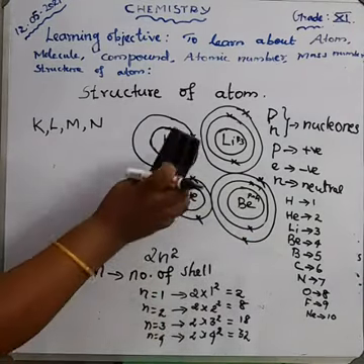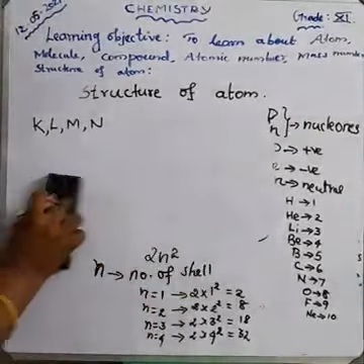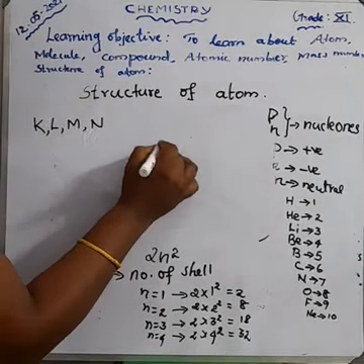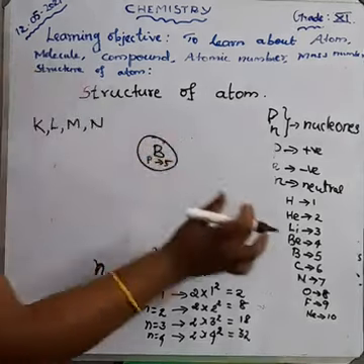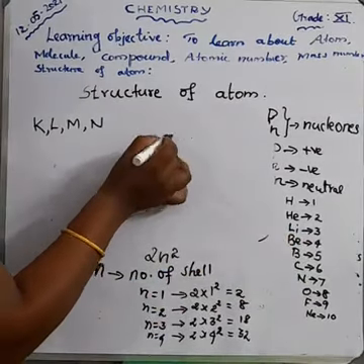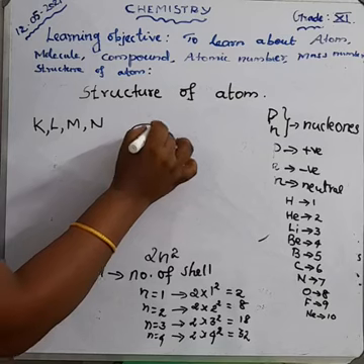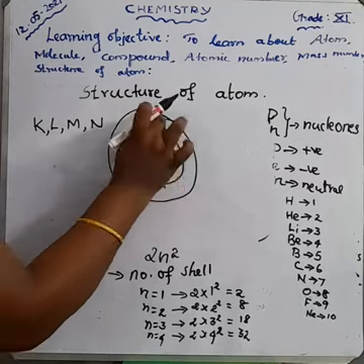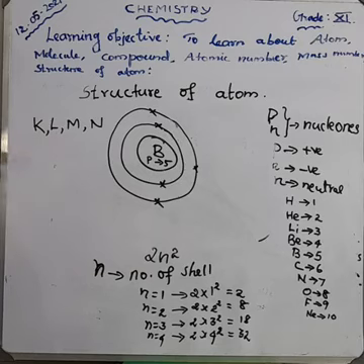Okay, and then boron, atomic number 5. This is the nucleus. How many protons? 5 protons, because the atomic number is 5, so 5 protons are present in the boron atom and 5 electrons revolve around the boron nucleus. The first orbit can only hold 2 electrons, and the second orbit has 3 electrons. Okay, this is the boron atom.